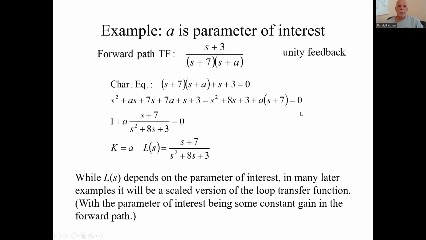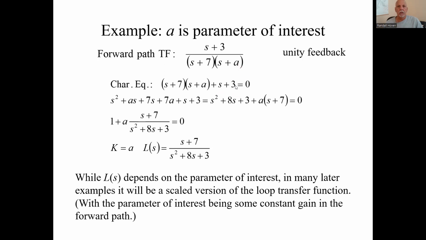I'll do one more example. Let's say this is our forward path, but oh look, one of the poles in the forward path is our parameter of interest. We want to know how the poles of the whole closed loop system vary as we vary this pole, which is A. Actually, the pole would be at minus A. As we vary this A from 0 to infinity.